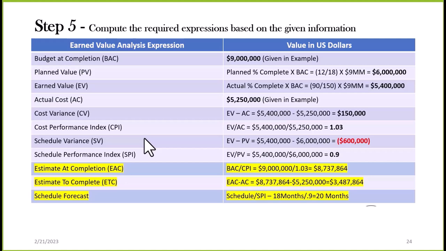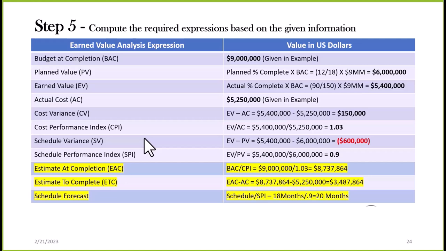Now, when we estimate at completion, we are estimating based on our current rate. In other words, our CPI was 1.03. If I continue at this spending efficiency, the spending rate of 1.03 from now to the end of the project, I will finish this project under budget at $8.738 million. That says I will finish it under budget if I continue at this current spending efficiency.